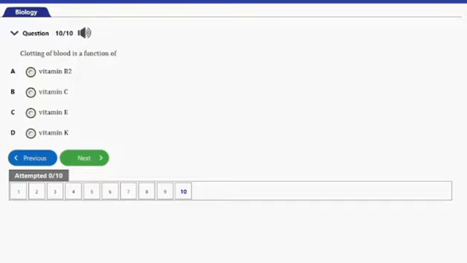It says, clotting of blood is a function of A, vitamin B2, B, vitamin C, C, vitamin E, and D, vitamin K. So guys, the answer to this question is option D, and that's vitamin K. So vitamin K is a fat-soluble vitamin that plays a major function in blood clotting. And that's it for this question, guys.